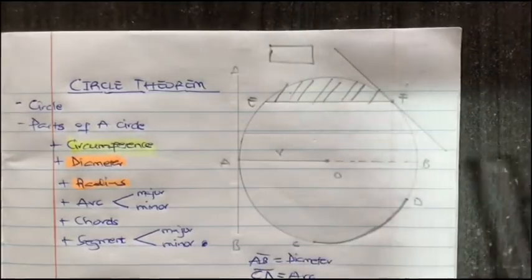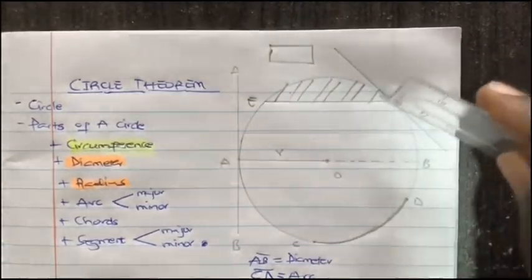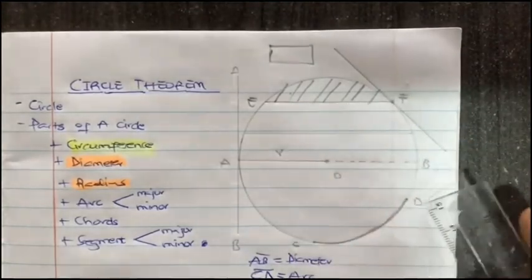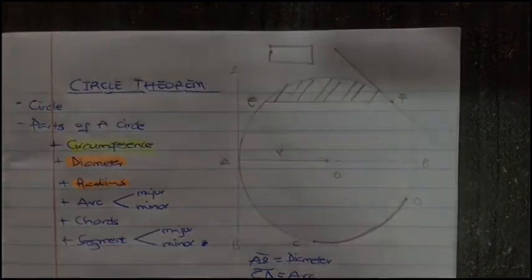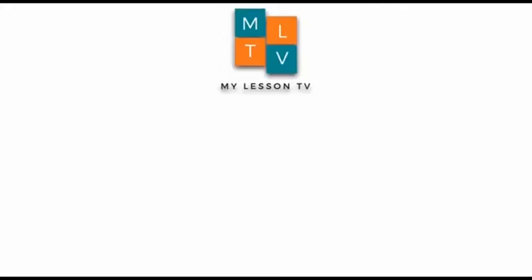EF is a chord, and the segment is this small area. There's a minor segment, there's a major segment, and there's the arc. There's the major arc. Thank you very much.